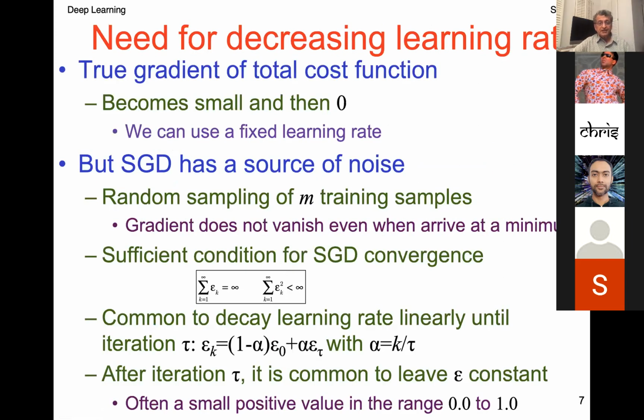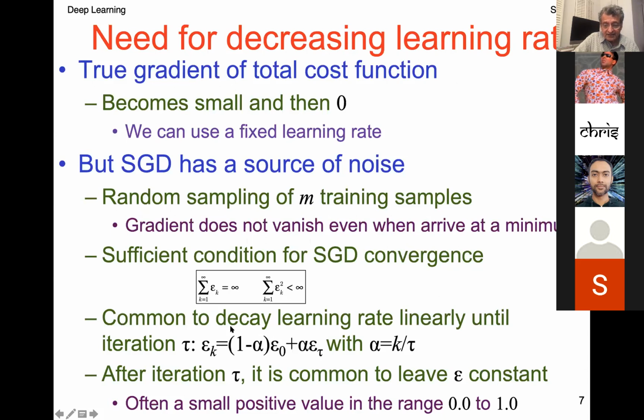Need for decreasing the learning rate. True gradient of a cost function becomes small and then zero. We can use a fixed learning rate. But SGD has a source of noise, the random sampling of M training samples. Gradient does not vanish even when we arrive at the minimum. Sufficient condition for SGD convergence is what's given here in these equations, inequality here.